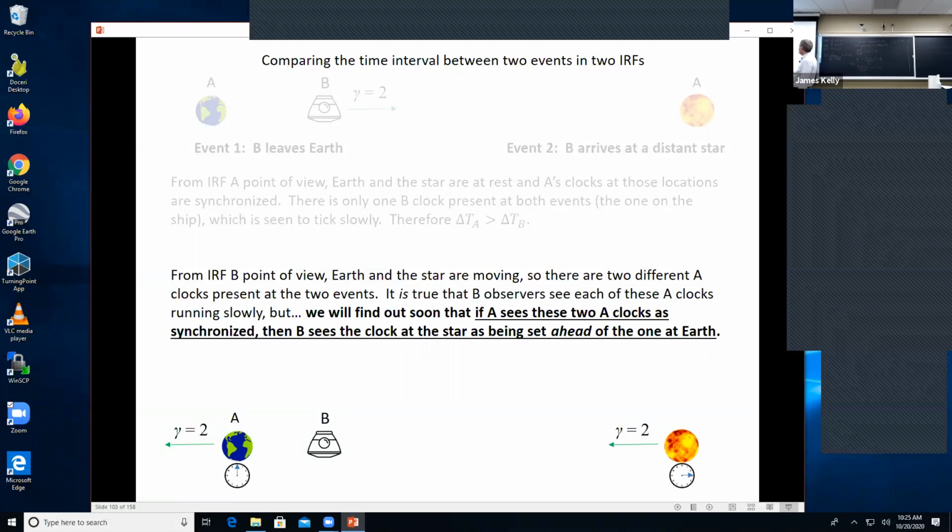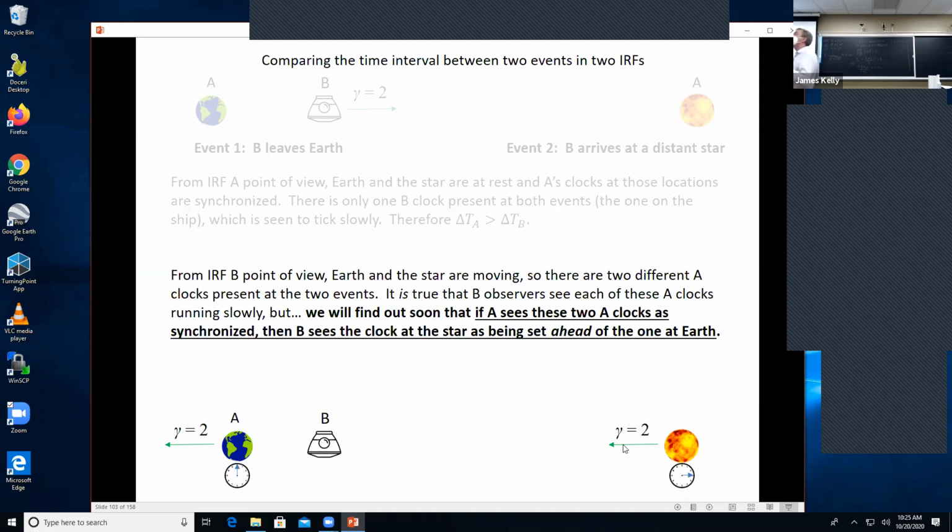in other words, A, of course, IRF-A, there's many people in IRF-A. There's an observer on Earth, there's an observer on Procyon, and A is, of course, going to keep their clocks synchronized. That's only sensible that we would want to do that. If that's the case, then B will see the 2 clocks as not synchronized. And in fact, they're not synchronized in a way such that the clock on the star here is ahead of the clock on Earth.